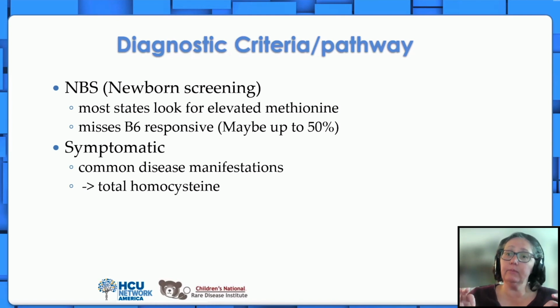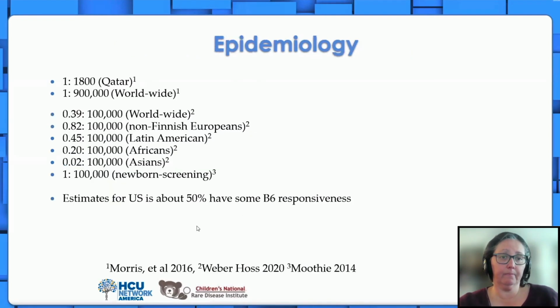Typically, the way that you make the diagnosis, or at least have the first hint that this is the diagnosis, is to look at somebody's total homocysteine. Individuals with total homocysteine greater than the normal range, which in most labs is approximately 12 to 15 micromole per liter, and many individuals with these disorders will be much higher than that.